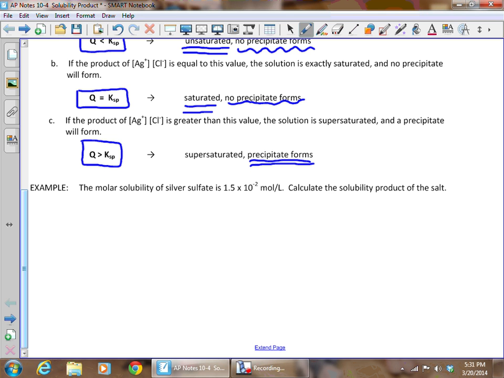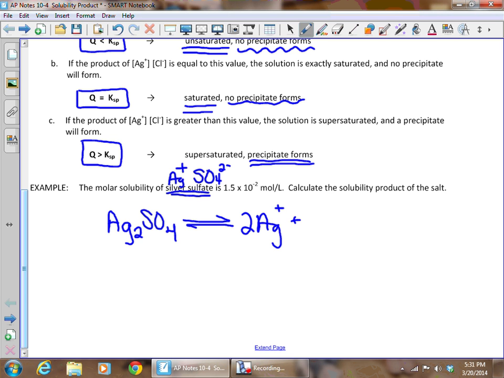So an example problem for solubility product is that the molar solubility of silver sulfate is 1.5 times 10 to the minus second moles per liter, and it asks us to calculate the solubility product of the salt. So we know that we're dealing with silver sulfate, which, if you remember, silver is always a plus 1 ion. Sulfate is SO4 with a 2 minus charge. So the formula for the salt is going to be Ag2SO4. We're going to show that ionizing slightly to form 2 silver ions and a sulfate ion.